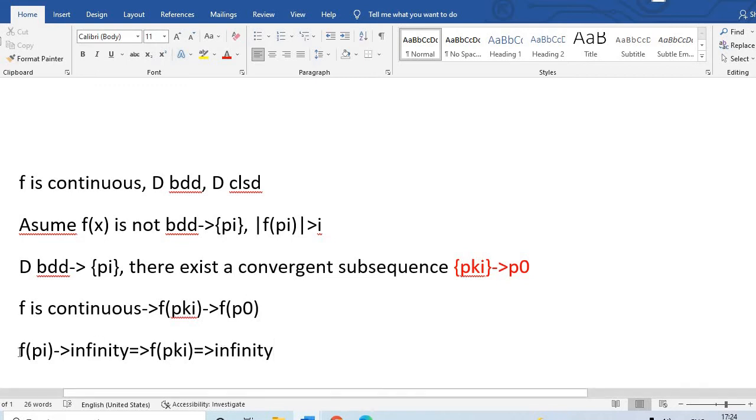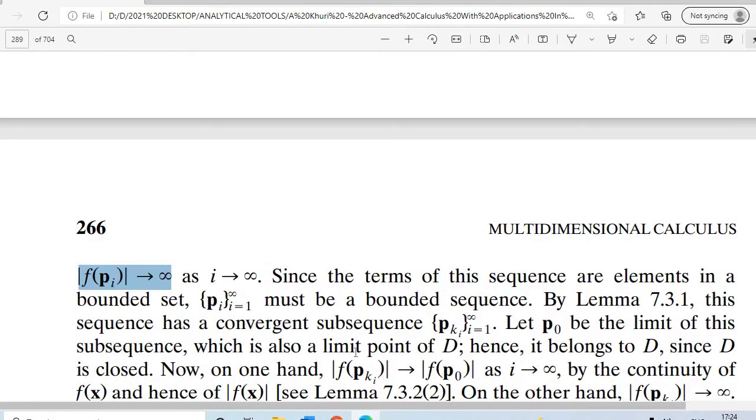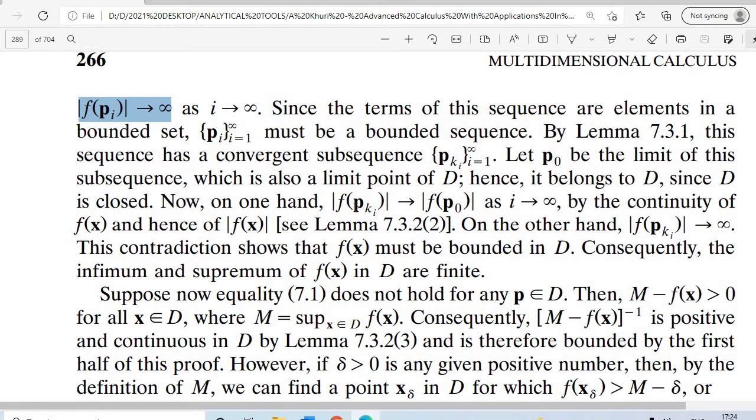So mod f of pi diverges to infinity implies mod f of pk diverges to infinity, but at the same time we obtain that mod f of pk converges to mod f of p naught. So we obtain two results. Using boundedness and continuity, mod f of pk converges to mod f of p naught. Using the first assumption, mod f of pk diverges. So this is a contradiction.